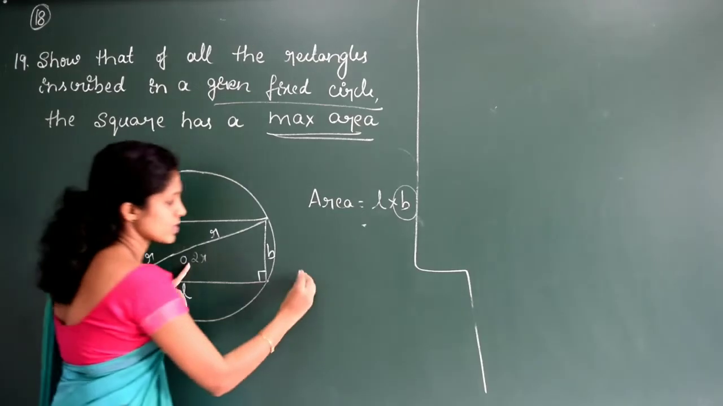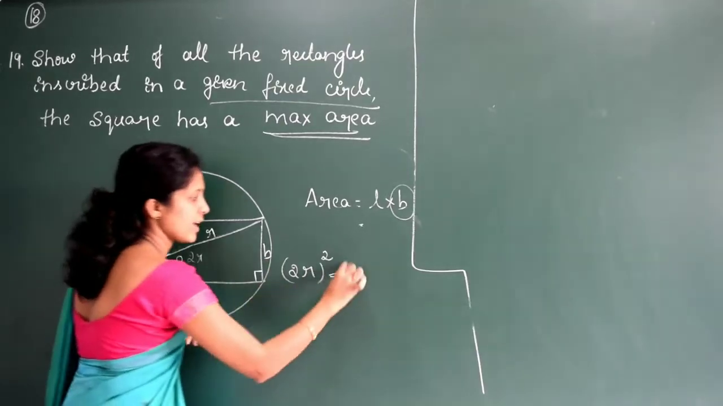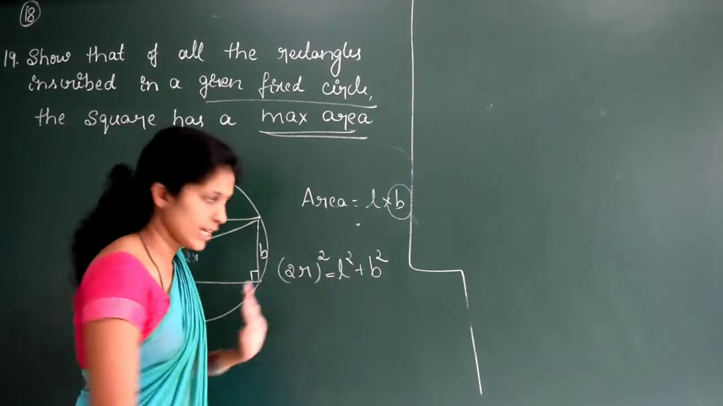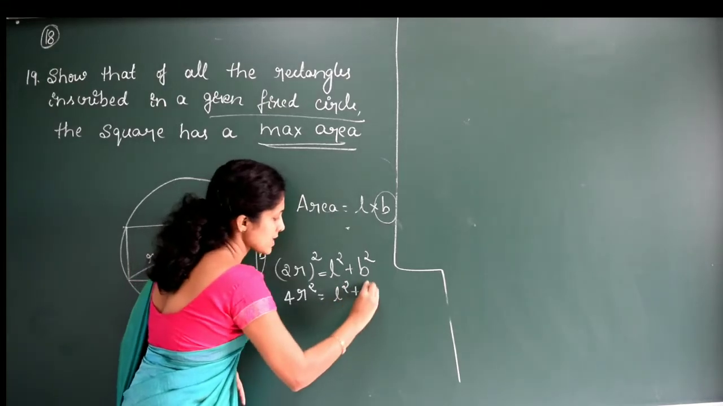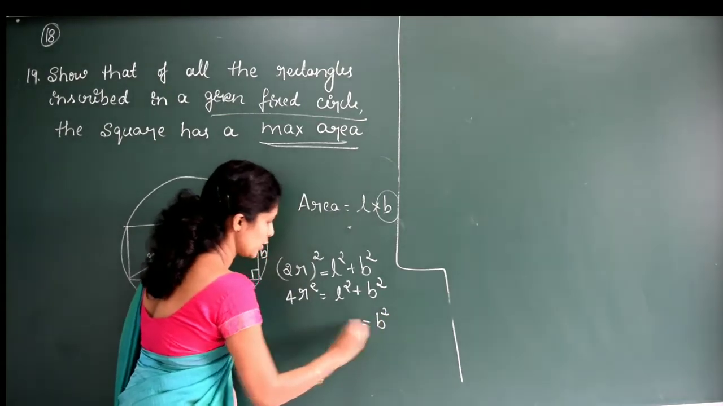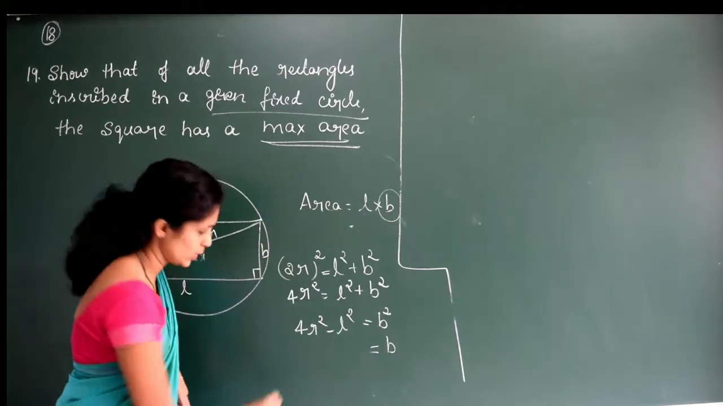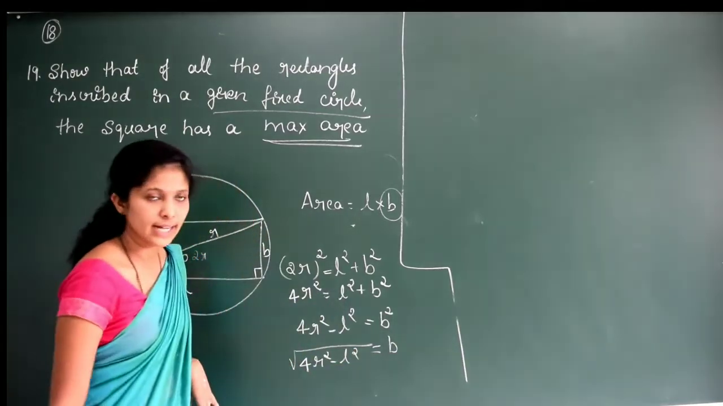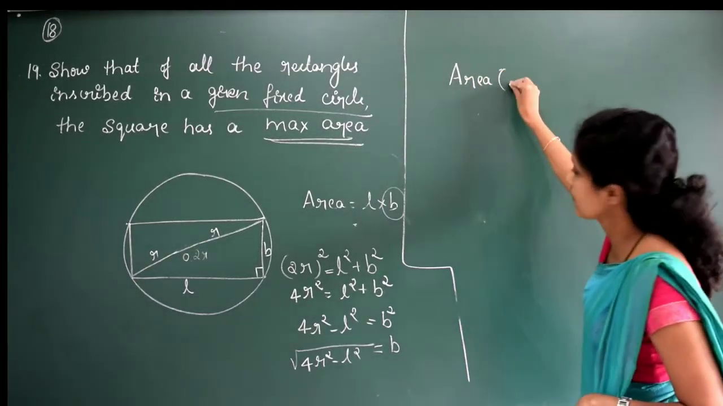Right? By using Pythagoras theorem, what can I write? (2R) square is equal to L square plus B square. As I told you, we will write B in the form of L. So 4R square is equal to L square plus B square. So B square is equal to 4R square minus L square. By this we can write the value of B is equal to root of 4R square minus L square. So this is the breadth, right? Now we will substitute into the area of a rectangle with respect to L.